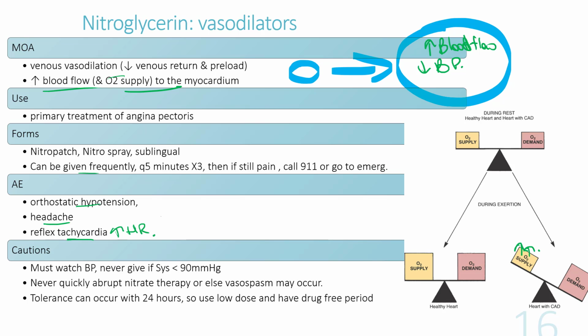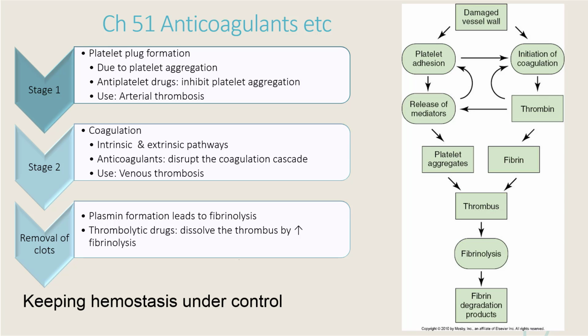And then caution: you have to make sure that the systolic blood pressure in the beginning is not less than 90 millimeters of mercury, because it might drop the blood pressure quite substantially and cause more damage that way, right? Never stop nitrate therapy quickly, because vasospasm may occur as a rebound mechanism. And tolerance can occur within 24 hours. So again, use the lowest possible dose for the shortest period of time, and also build in a drug-free period. All right, so that's all I'm going to say about vasodilators.